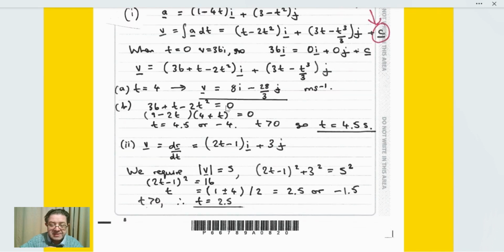So we have a quadratic. t is 4.5 or minus 4. Once again, t must be positive, so the time is 4.5 seconds. Part 2.